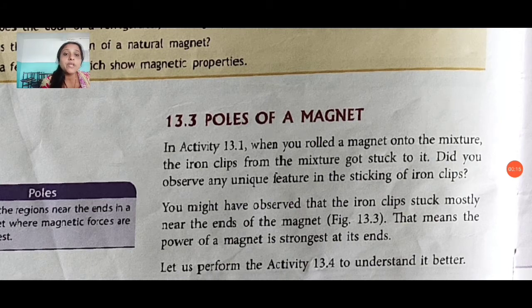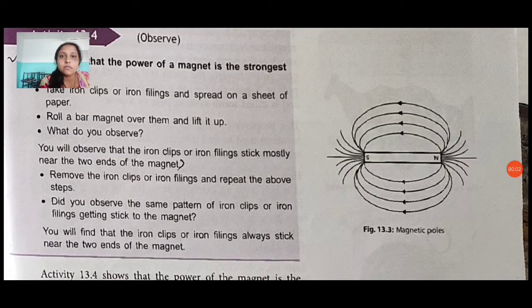So now we perform activity 13.4 to understand that the two end sides of the magnet have the strongest capacity compared to other parts of the magnet. Here we have activity 13.4. In this activity, the power of a magnet is the strongest at the end sides of the magnet. To understand this, we observe this activity.